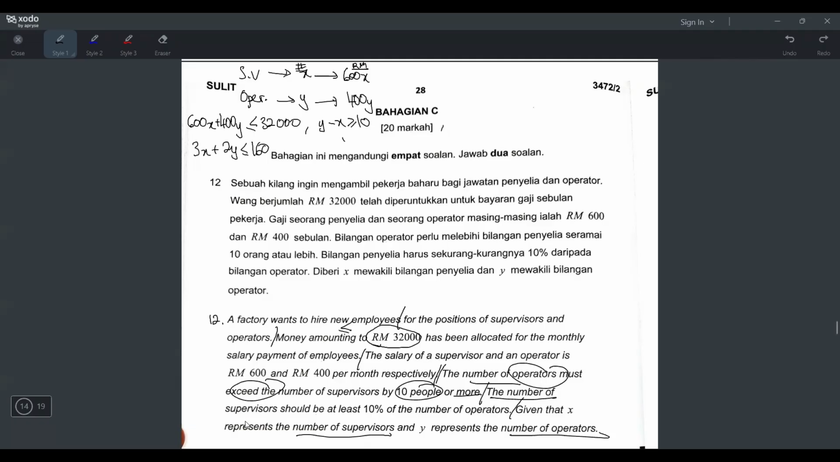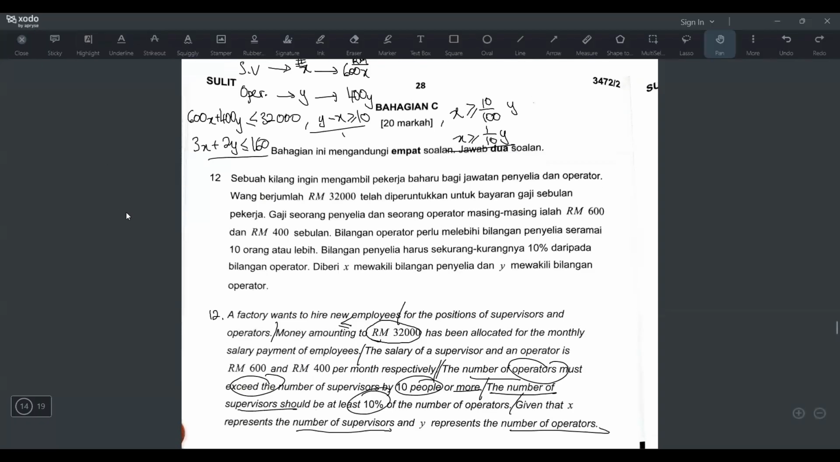It's here. Number of supervisor should be at least 10% of the number of operator. Number of supervisor, we use X to represent. So X, at least 10%, so bigger or sama dengan 10% is 10 over 100, of the number of operator, so Y. So 10 over 100, you can make it into fraction or simplify. So you get 1 over 10Y. And that's all. Yeah, I already berjaya write down 3 inequalities.